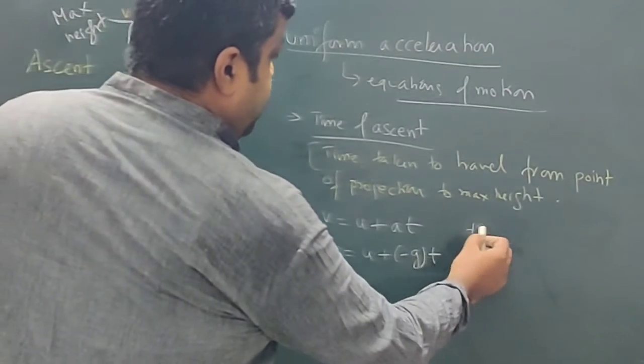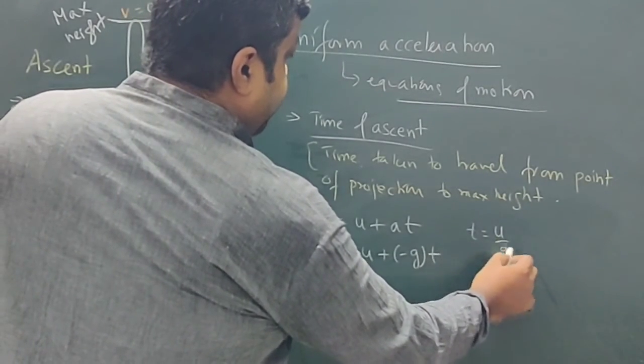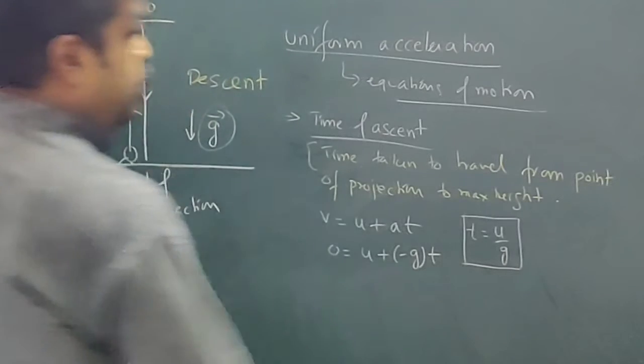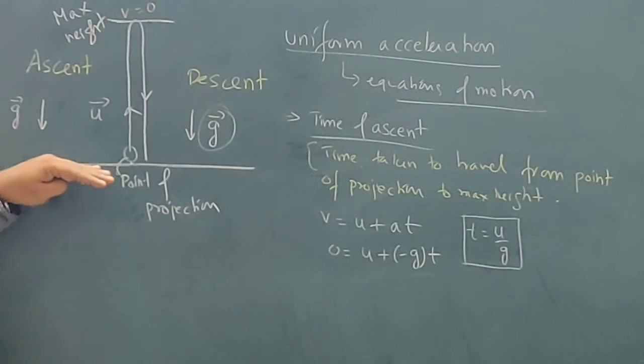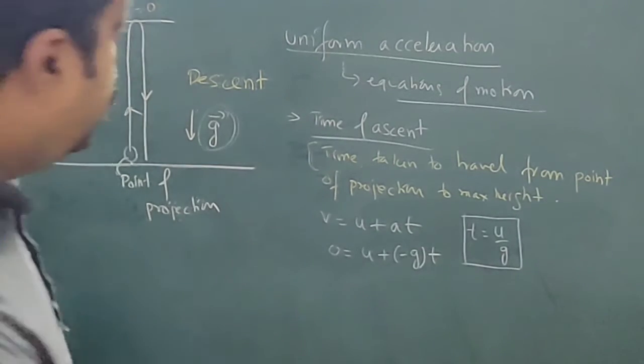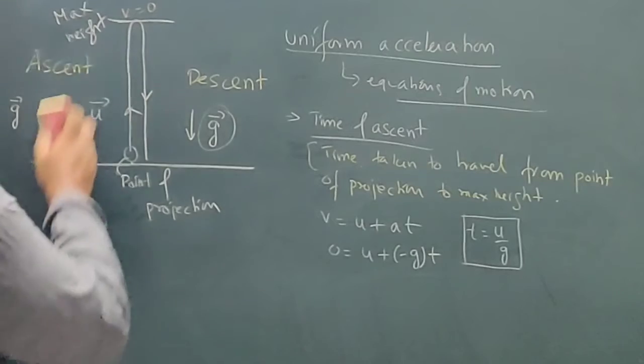So from this we have t = u/g. This is the time taken to travel from point of projection to maximum height, that is the time of ascent. Now how about the maximum height attained?